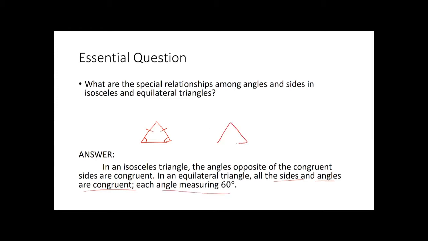So basically, you have an equilateral triangle. All the sides are the same. All the angles are the same. And if all the angles are the same, they have to be 60 degrees each, because we all know that the sum of all interior angles of a triangle has to be 180. And 60s are the only measurements that will work.